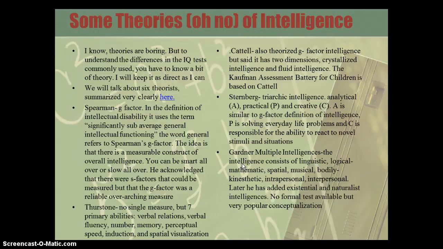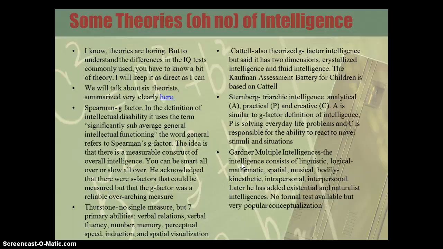So we talk about the Spearman G factor. The idea behind this, in the definition, you remember the definition from the previous chapter where we talked about significantly sub-average general intellectual functioning. The word general refers to this G factor from Spearman. What Spearman said was that there's actually a construct of an overall intelligence. He said that you can be smart all over or slow all over.